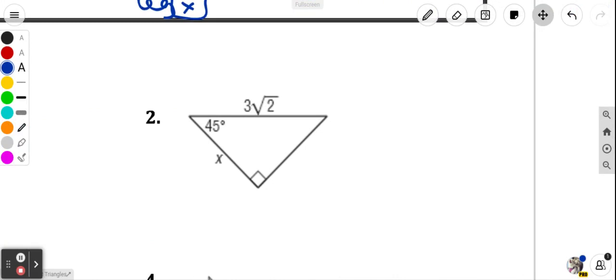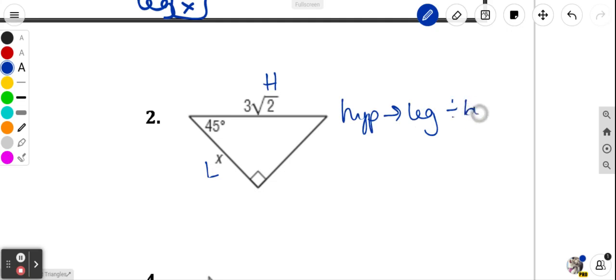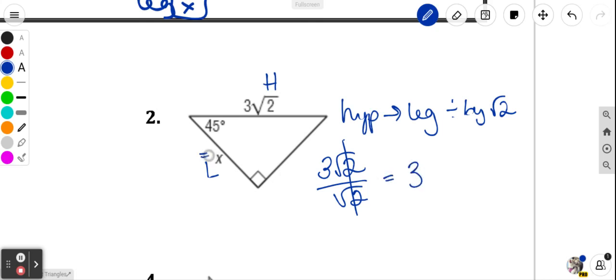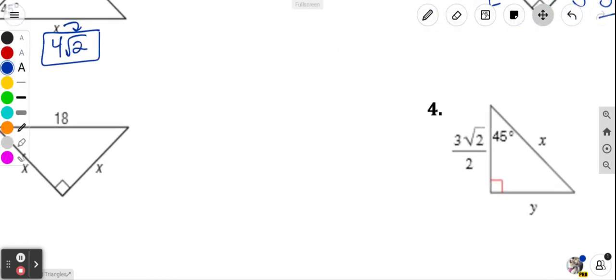Okay, let's take a look at number 2. Again, it's a 45, 45, 90. This is the hypotenuse, and I need a leg. To go from hypotenuse to leg, we divide by radical 2. So 3 radical 2 divided by radical 2. See how I have radical 2 over radical 2? Those cancel because that's the same as 1, and I'm just left with 3. So that means x is 3, and this side is 3 because these are equal. Okay, a couple more examples.